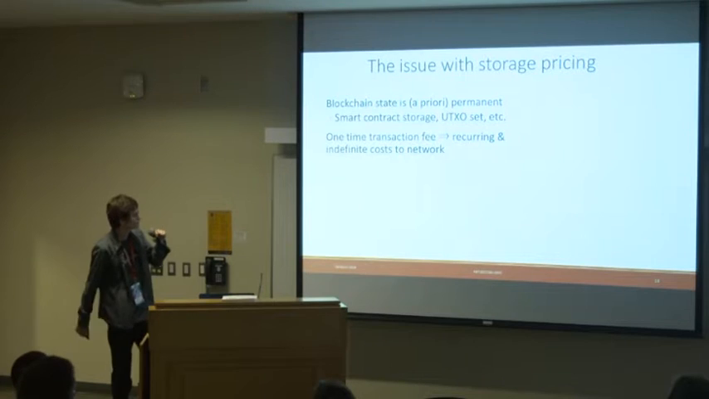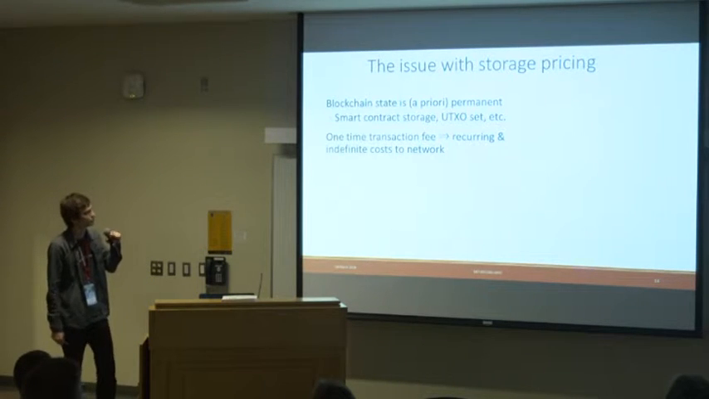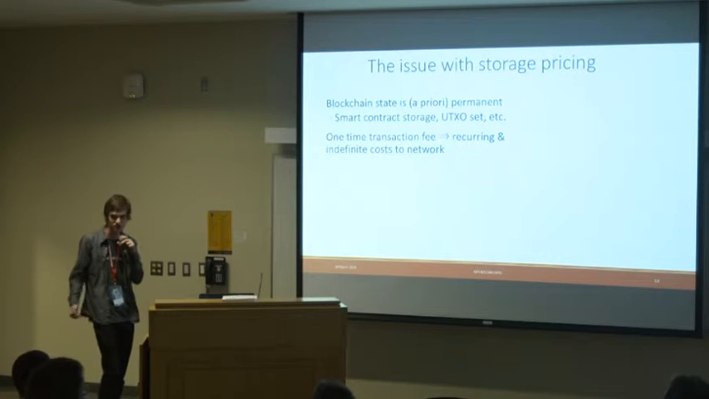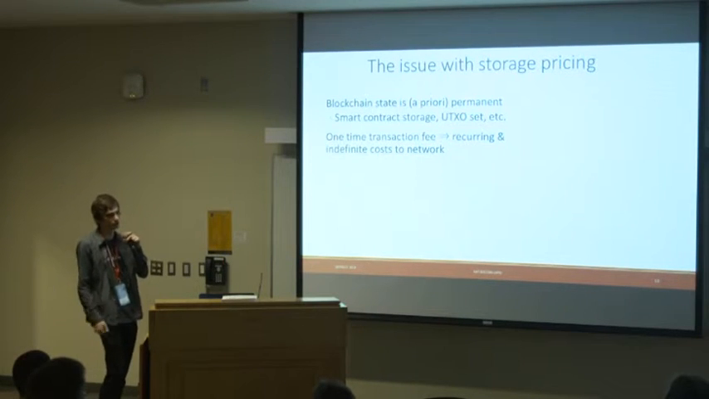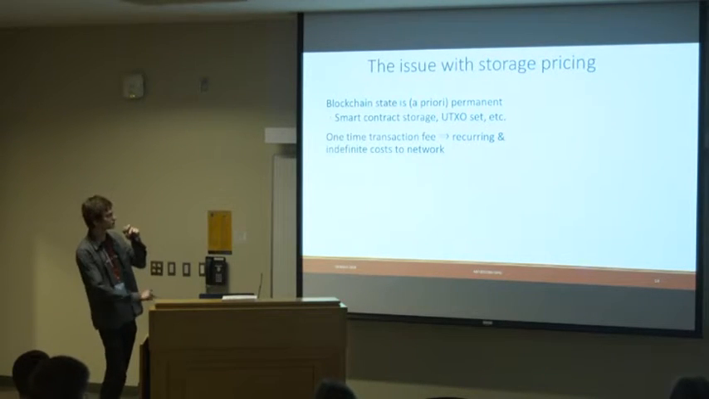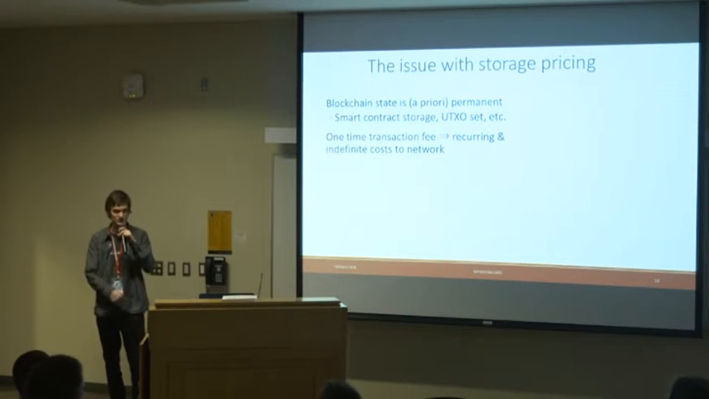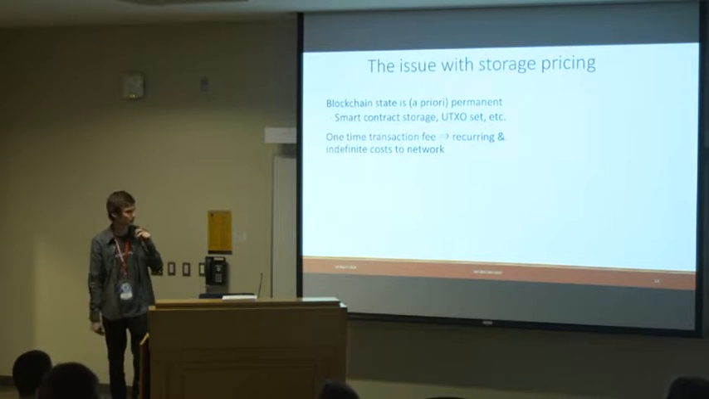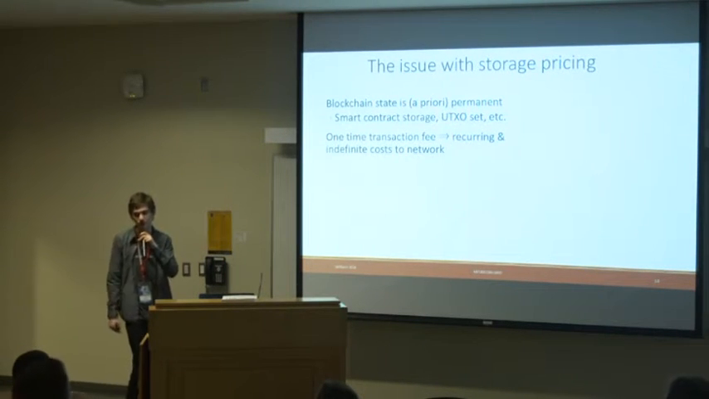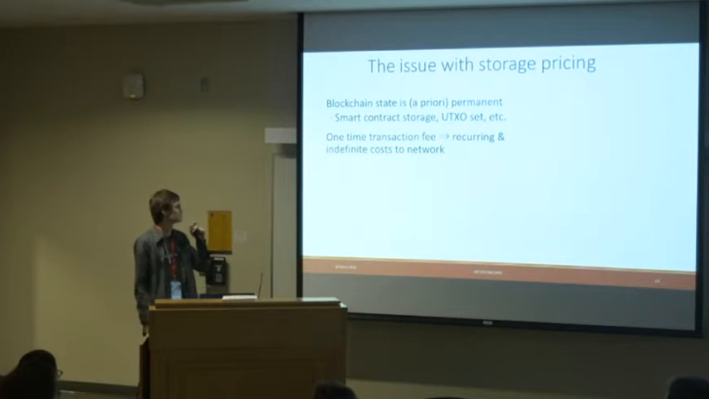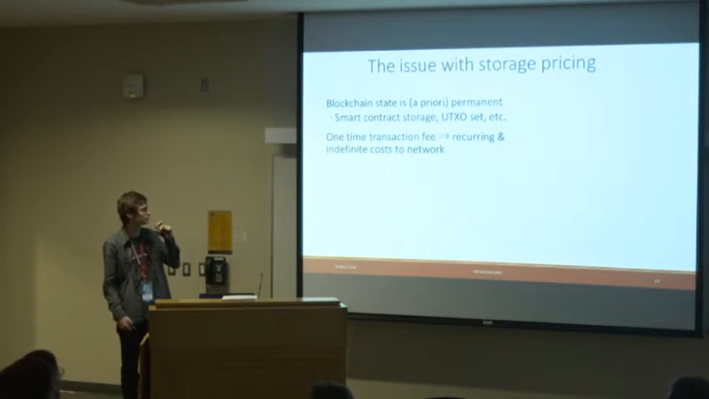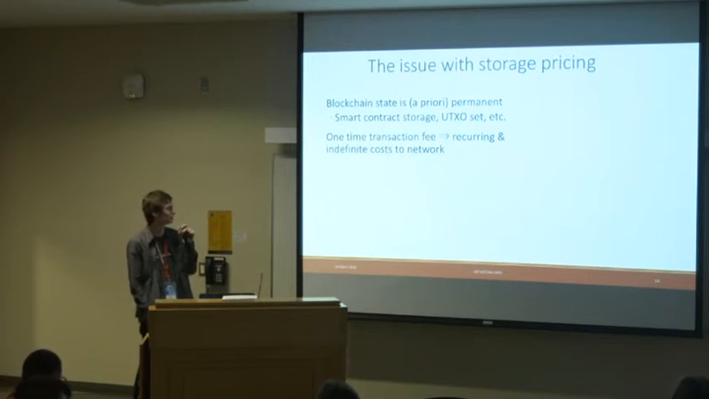So this comes to the deeper issue with storage pricing that we're talking about here, which is that blockchain state is permanent. Blockchain state can be smart contract storage, it can be in Bitcoin the UTXO set, et cetera. This is absolutely not a problem that's specific to Ethereum. Other systems like Bitcoin have a much simpler resource model, so maybe they haven't quite hit the limits of it yet and they haven't started noticing these same issues. But there are questions coming up around UTXO set management and UTXO pruning in Bitcoin that are very similar to this. So I wouldn't assume that this is an Ethereum or even smart contract specific problem. And another deep problem here is that a one-time transaction fee incurs a recurring and indefinite cost to the network.